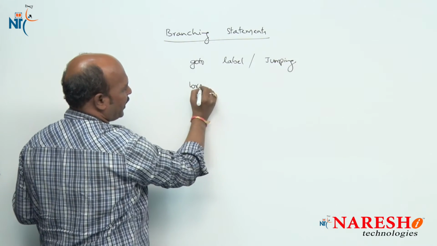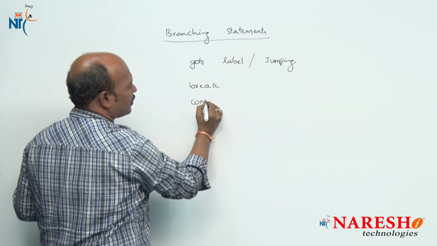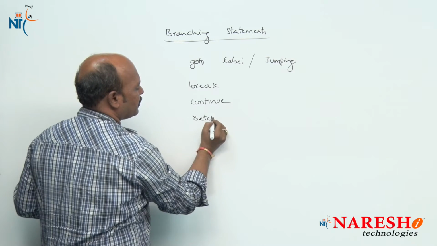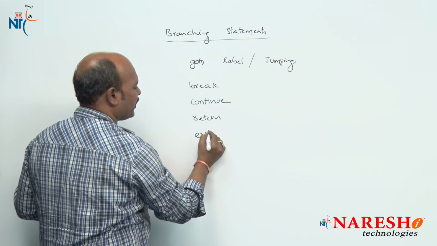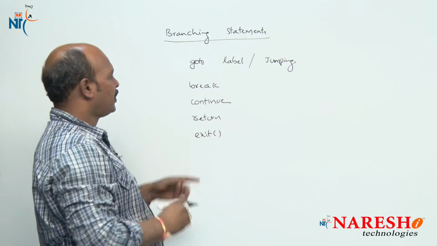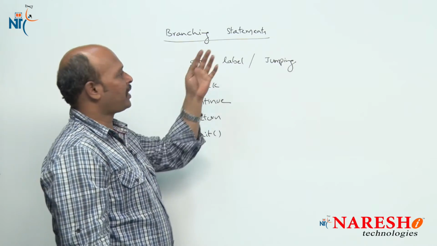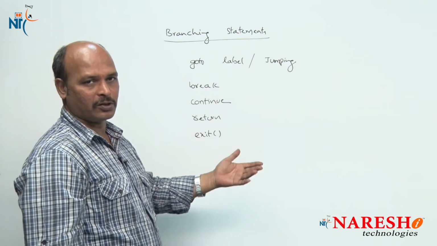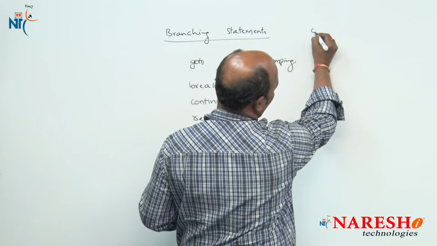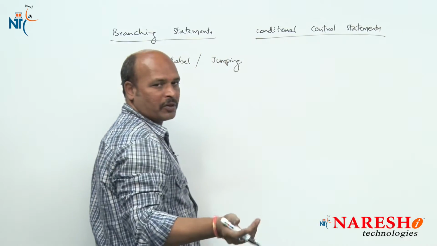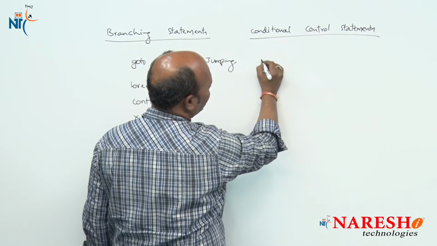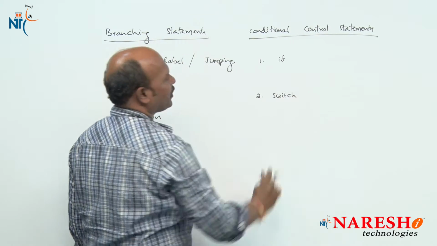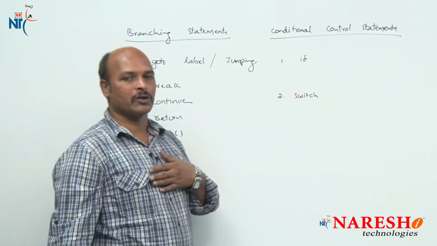Next one break, next one continue, next one return, next one exit. Now watch this. These five are generally called branching statements. Next we are using another one, conditional control. Under conditional control we are using the simple thing everybody knows: one is if and the second one is switch. We have two types of conditional control statements.